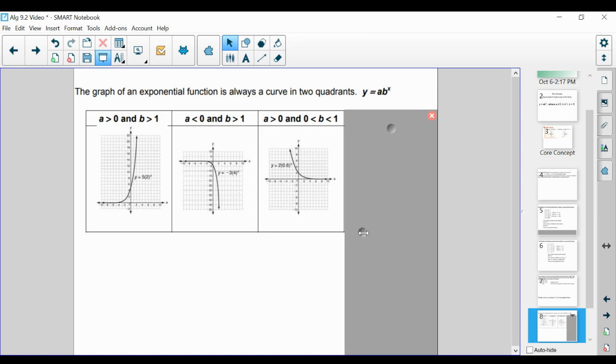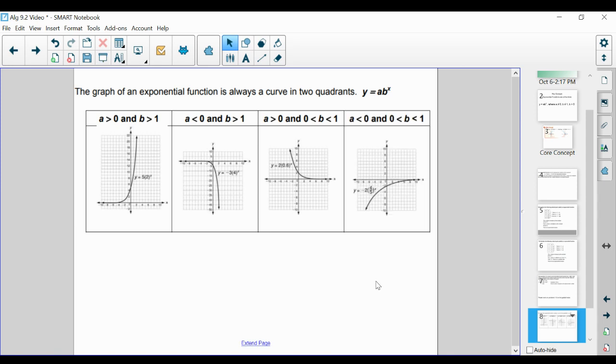If our a value is bigger than 0 and our b value is smaller than 1, as we continually multiply, we're going to get smaller and smaller, but we're never going to cross over to the negatives because our a value is bigger than 0. It's a positive, so we're never going to go down into the negative aspects of it. We're going to start in quadrant 2, and we're going to go towards the x-axis in quadrant 1.